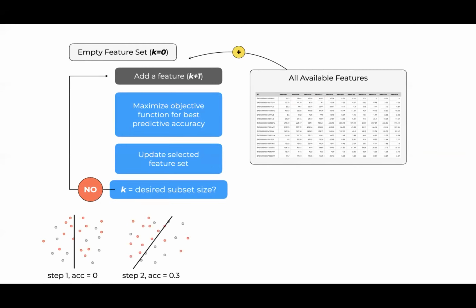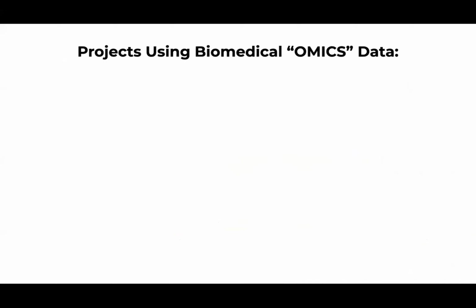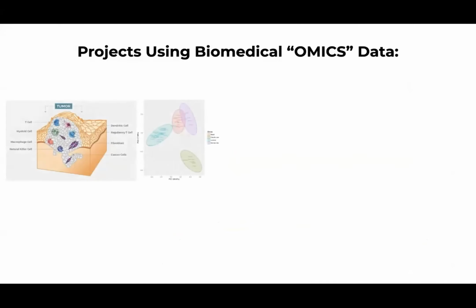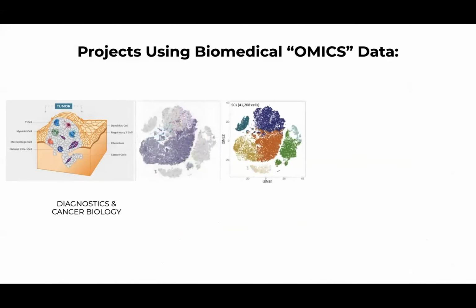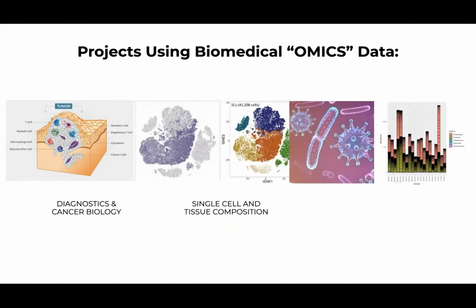We'll also talk about different applications of these methods to a variety of types of biomedical omics data. We'll talk about it in the context of diagnostics and cancer biology, a little bit about single cell and tissue composition, as well as microbiome and infection, or how we can use this proportionate data to infer some meaning about different conditions in terms of diversity, complexity, and things like that. So I think there are a lot of exciting applications of these data science methods.